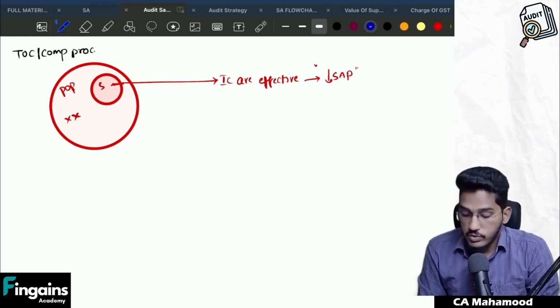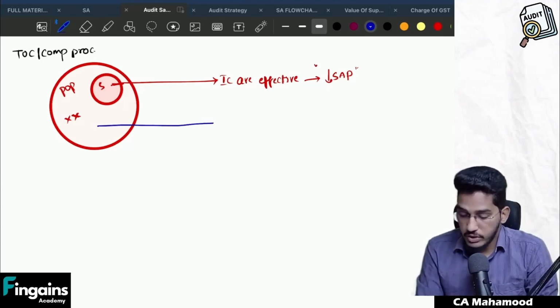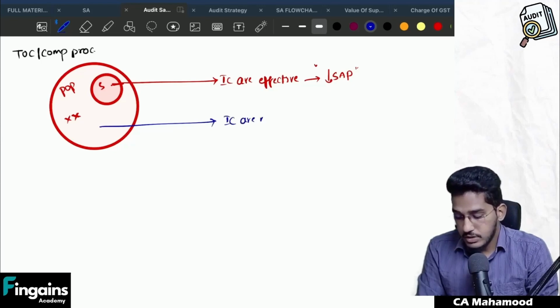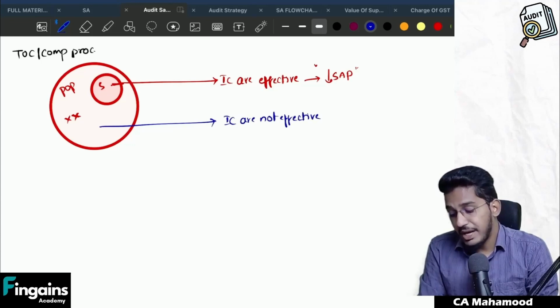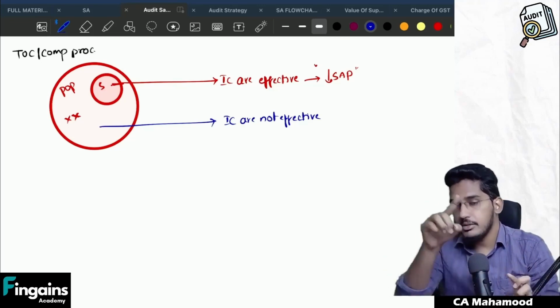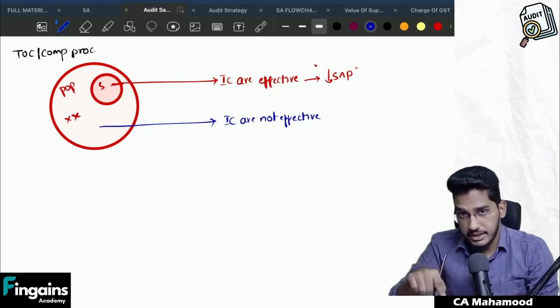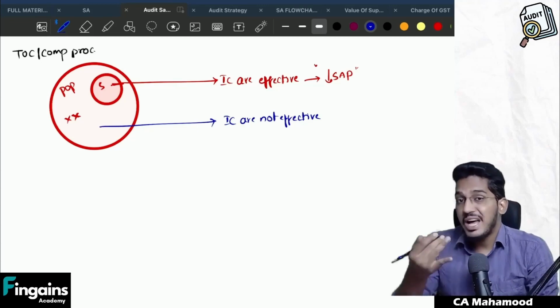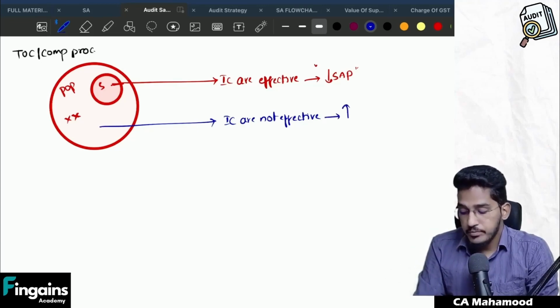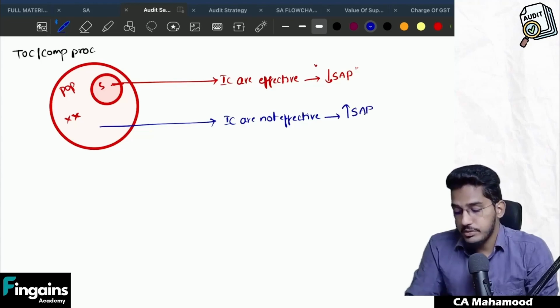But if you would have performed your audit procedures on the entire population, you would have concluded that internal controls are not effective. This is the decision you would have taken. If you had performed the compliance procedures on the entire population, you would have actually found deviations in the internal controls. You would have concluded that internal controls are not effective and you should have taken a decision to perform more substantive audit procedures.